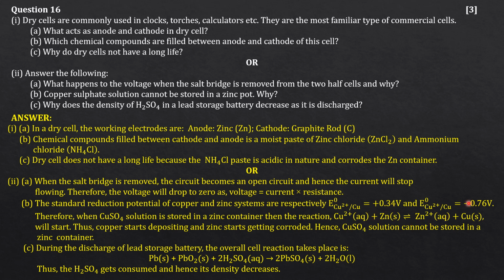So if you cannot remember the value, just write that the standard reduction potential E naught Cu2+/Cu is greater than E naught Zn2+/Zn, and that is why this reaction will take place. So you cannot keep the solution. And this one I just mentioned, lead storage battery, very very important. You have to remember the reactions.